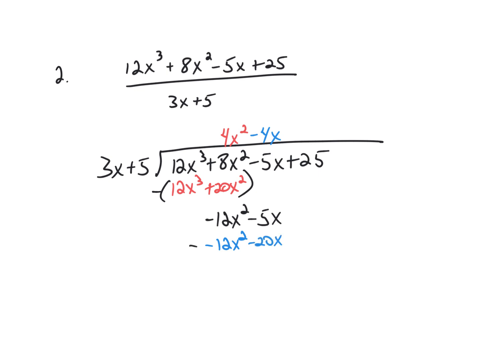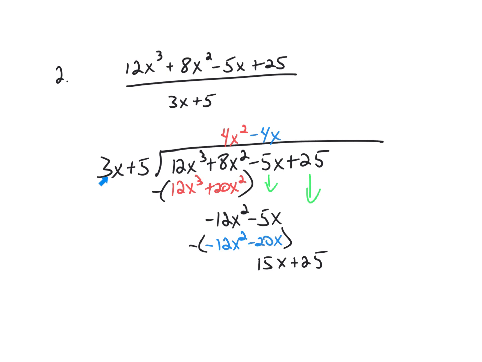And then again, we're going to subtract to see what we have left. This minus a negative here becomes plus. So negative 12x squared plus 12x squared cancels. That's 0. And then negative 5 minus negative 20 makes that a plus. So negative 5 plus 20 is 15x. And then, of course, I'm going to bring down this 25. This is what I've been doing. I've been bringing them down, by the way. So I'm going to bring down that plus 25.